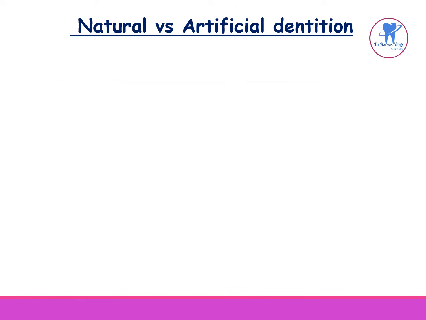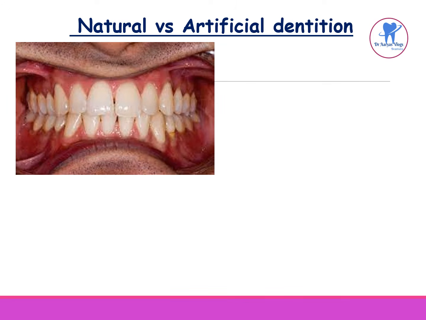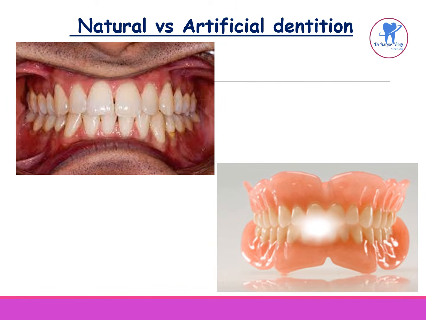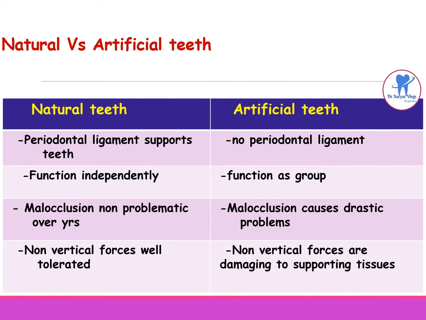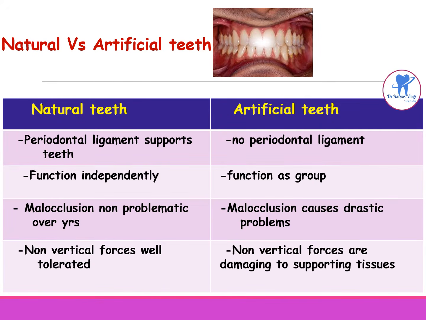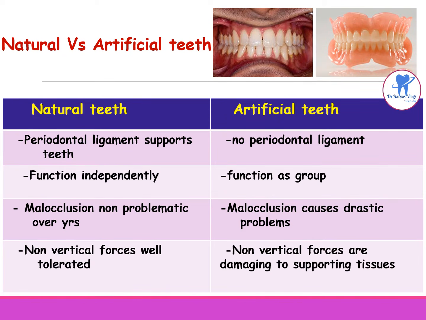First, let's discuss the difference between natural and artificial dentition. Before moving to the concepts of complete denture occlusion, we have to find out what the differences are between natural and artificial teeth. In natural teeth, the periodontal ligament is there and it supports the teeth. But in artificial teeth there is no periodontal ligament.